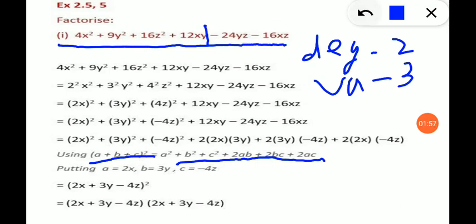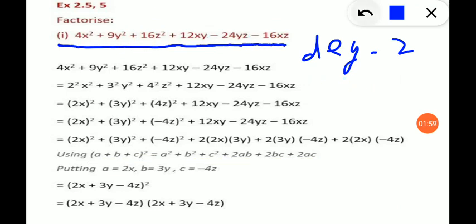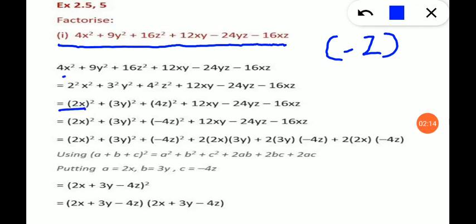Okay. So now we know which formula we have to use and which variable is negative. We know that our z is negative. Whenever we write z, we will put one minus sign with it. So 4x square can be written as 2x whole square. 9y square can be written as 3y whole square. 16z square can be written as 4z square.